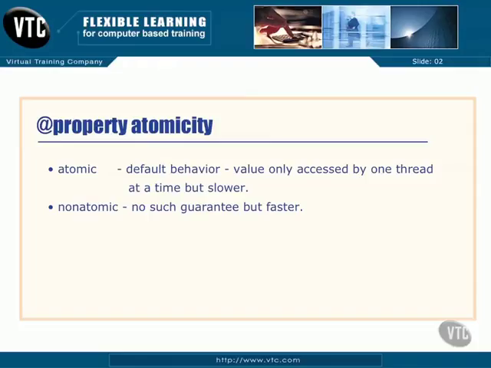By the way, there is no keyword to denote atomic. This is the default behavior unless you specify non-atomic. Now non-atomic does not guarantee what atomic does. If you are not creating a multi-thread application, then non-atomic is the way to go, since there is less overhead when using it. It's faster. When we get back to our application, we'll add non-atomic to our property declarations as well.